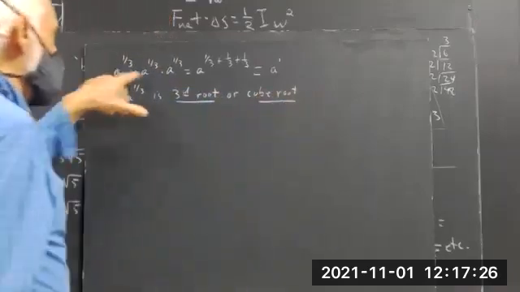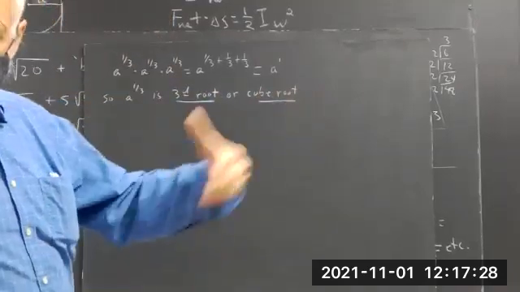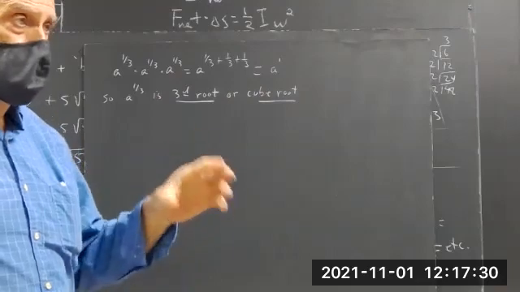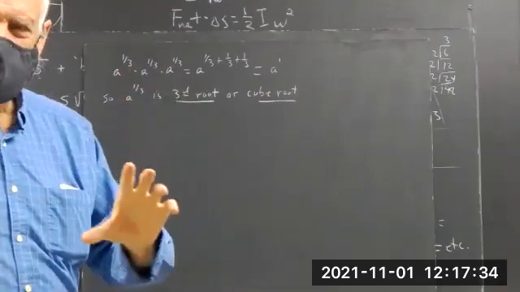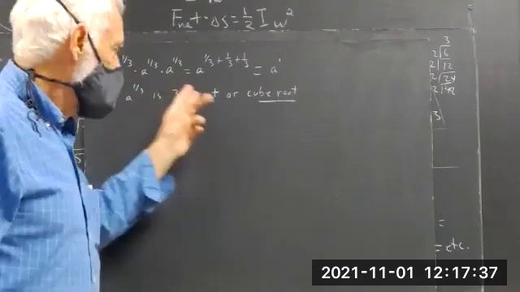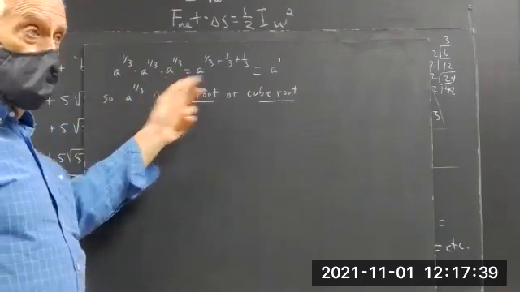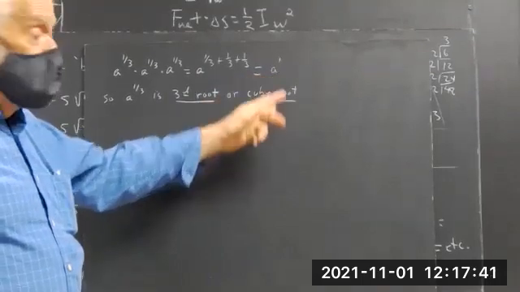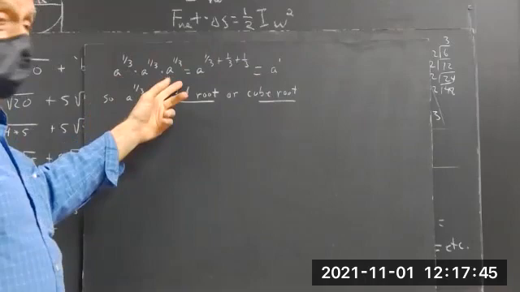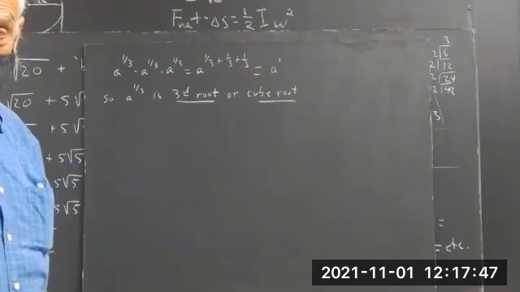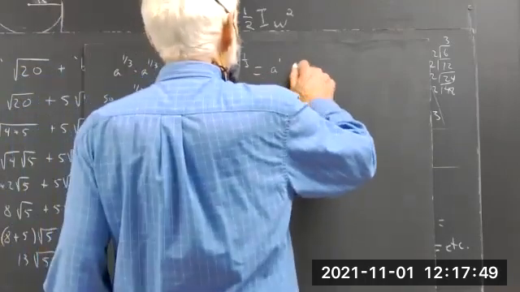Or cube root, because you're multiplying something by itself 3 times. Anyhow, you understand what I mean. 3 of these multiplied together give you A. So this number is the cube root of A, because cubing the number gives you A. Okay? Another way to see that.